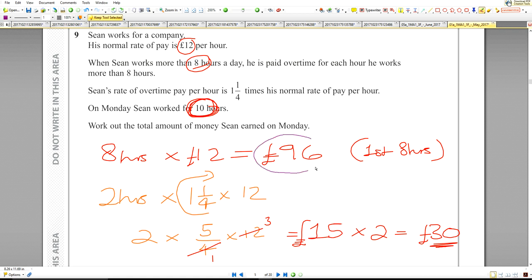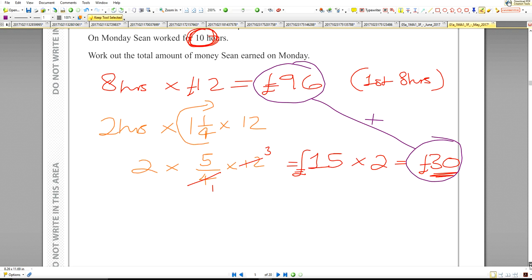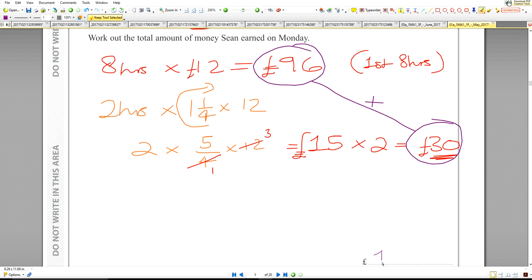So we have to now work out the total. You have £96 for the regular hours, £30 for the overtime hours. We've got to grab these two and add them up. When we add them up, that will give us a value of £126. So that's just one way that we can do that calculation without using a calculator. There's lots of other ways of doing it, so don't worry about that. That's the end of our question number 9.